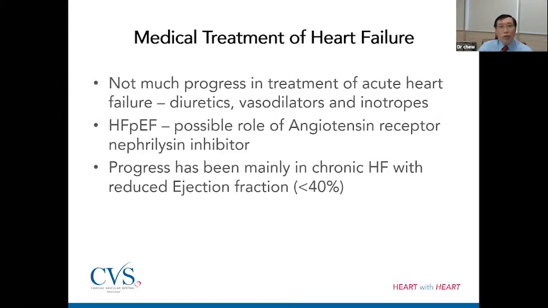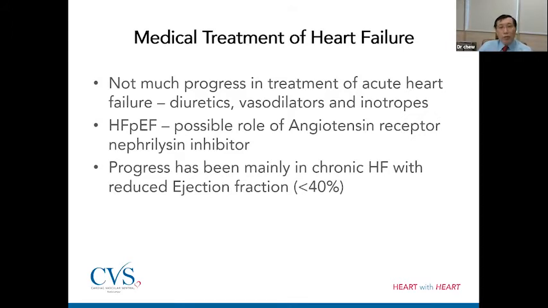There's been some interest in the use of a new group of drugs, the angiotensin receptor neprilysin inhibitor, for the treatment of this condition. But unfortunately, the PARAGON trial, which looked at this drug versus valsartan, showed that there was no significant benefit, even though there was some suggestion of benefit in subgroups.